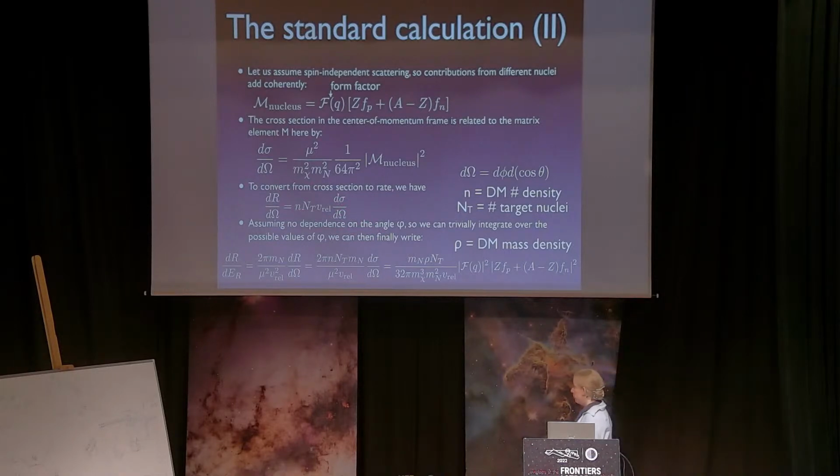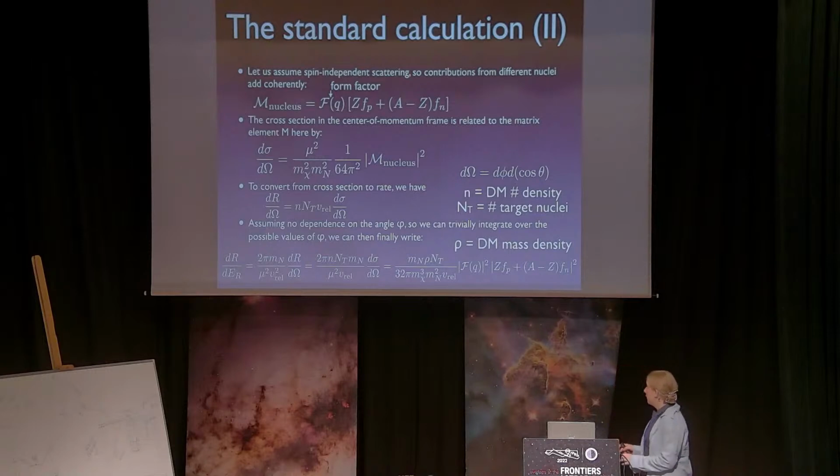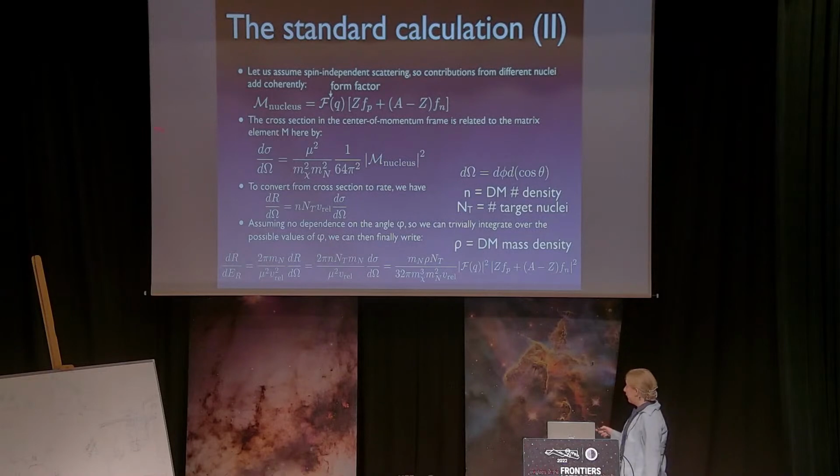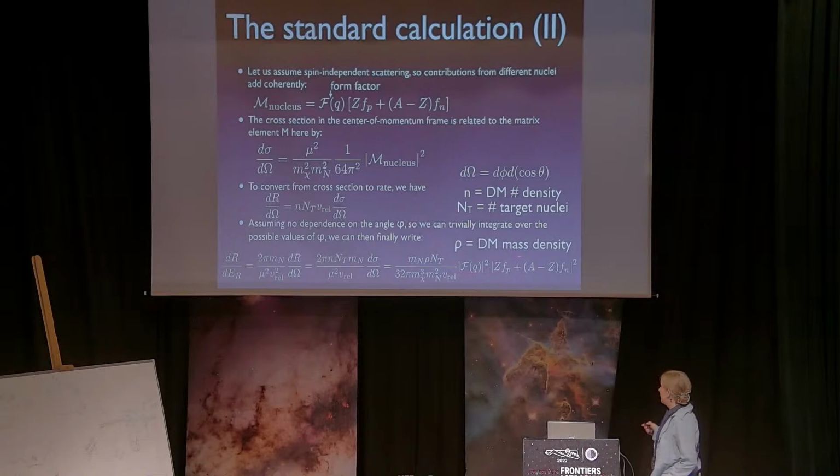If we assume that there's no dependence on the angle phi in this calculation, this is like the azimuthal angle in the scattering, so we can trivially integrate over it. We previously wrote the rate as a function of recoil energy in terms of the differential rate with respect to solid angle in the center of mass frame. We can convert that into the differential cross-section with respect to solid angle multiplied by some factors that come from the astrophysics, and then with this prescription for the nuclear matrix element, we can write the result like this.